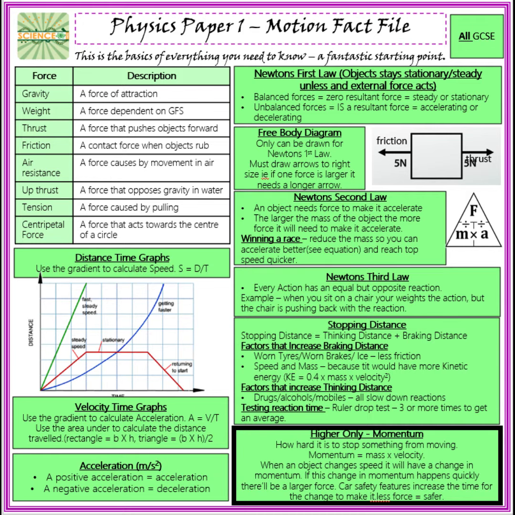Factors that increase thinking distance: drugs, alcohol or mobile phones, all of which slow down reactions. Testing reaction time: ruler drop test, three or more times to get an average.